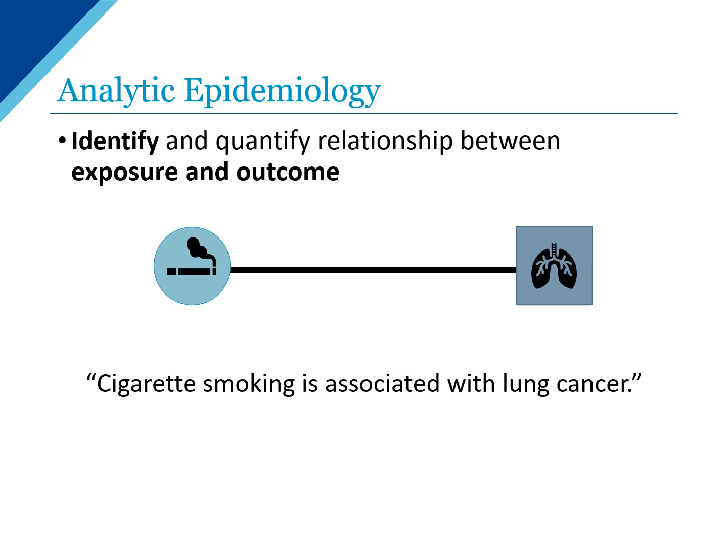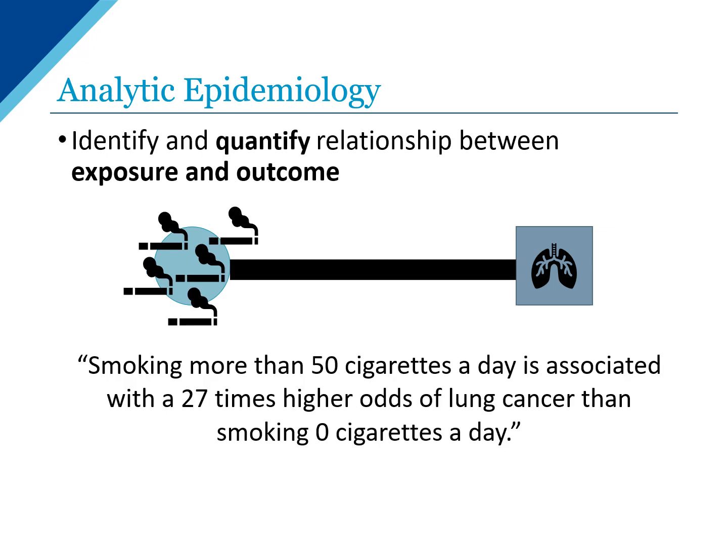We first identify a relationship like cigarette smoking, the exposure, is associated with lung cancer, the outcome. I will use smoking and lung cancer frequently in this module because they're easy to understand and quantify, and there's a well-established relationship in the literature. We can then quantify the relationship. Smoking more than 50 cigarettes a day is associated with a 27 times greater odds of lung cancer than smoking 0 cigarettes a day.